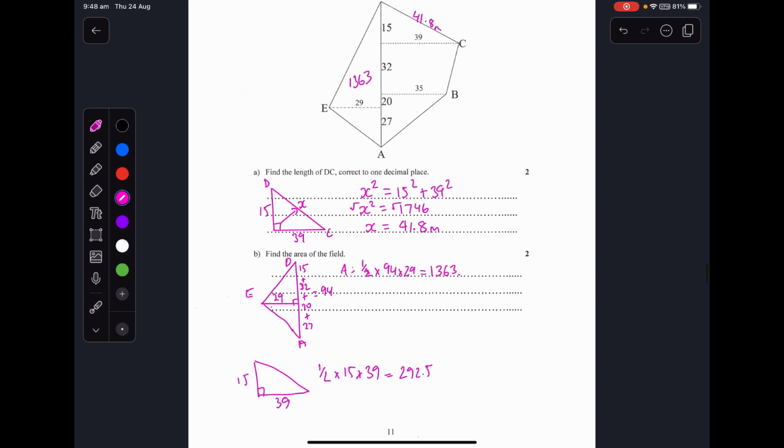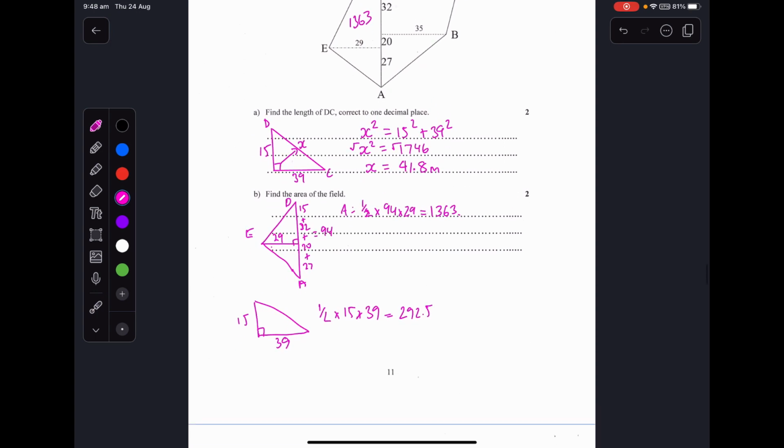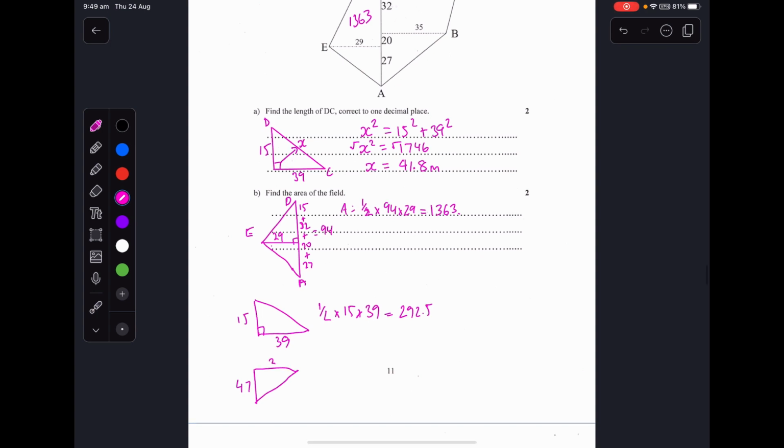Then I'm going to do the bottom triangle. So this one here, I'm going to take this one out. Now this one's 35 across, but we've got to remember that it's 20 and 27, so it's 47 down. So 47 and 35, and look for that right angle in there, so it's those two numbers. So half times 47 times 35, and we get 822.5.